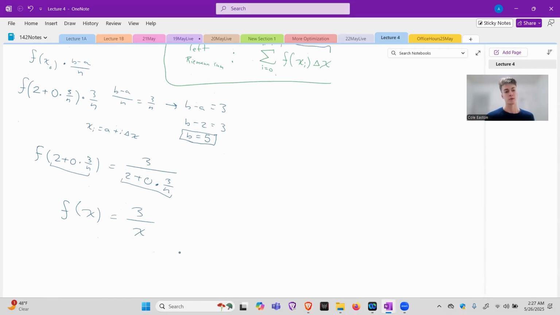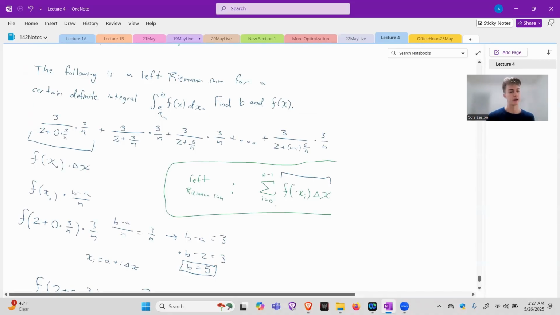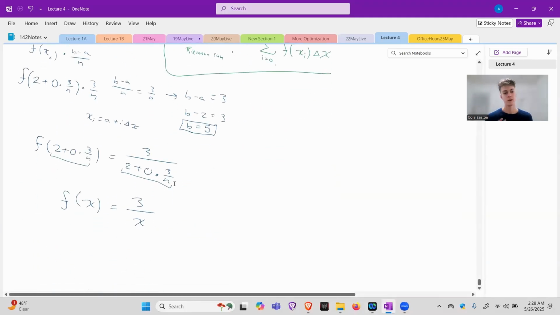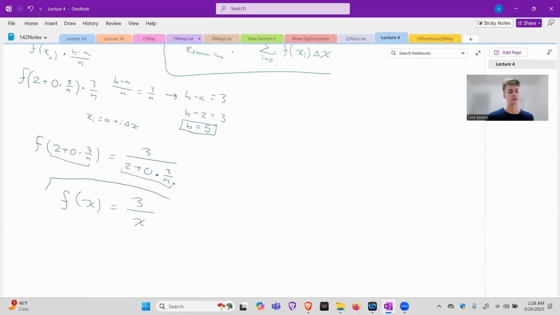And that's true. If we go back up to our sum here, we can verify that this works for each of the terms. We notice that as our i increases, we multiply our delta x by something one more. Right here, we multiplied by 1. Here, we multiplied 3 over n by 2, that's 2 times 3 over n. And we go all the way up to n minus 1, which is our upper limit here. And so the last term we multiply n minus 1 times 3 over n, right? And so that all works out. So this is our answer, that f of x is 3 over x. And that's all we're going to do today, and I'll see you in our next lecture on u substitution.